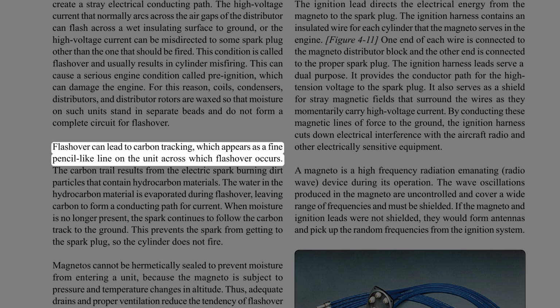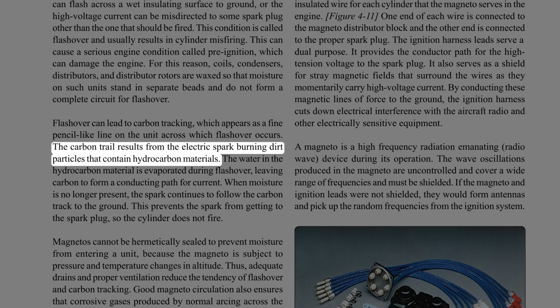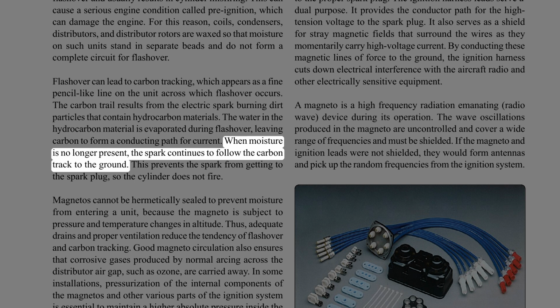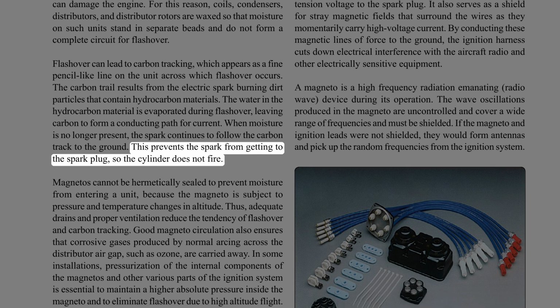Flashover can lead to carbon tracking, which appears as a fine pencil-like line on the unit across which flashover occurs. The carbon trail results from the electric spark burning dirt particles that contain hydrocarbon materials. The water in the hydrocarbon material is evaporated during flashover, leaving carbon to form a conducting path for current. When moisture is no longer present, the spark continues to follow the carbon track to the ground. This prevents the spark from getting to the spark plug, so the cylinder does not fire.